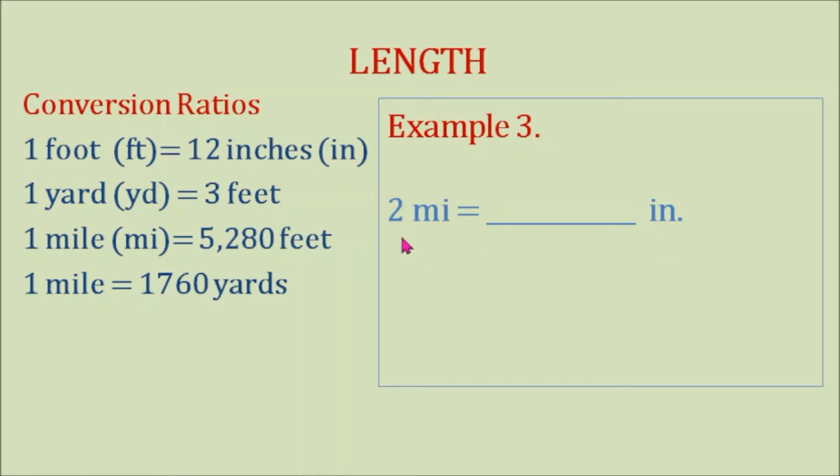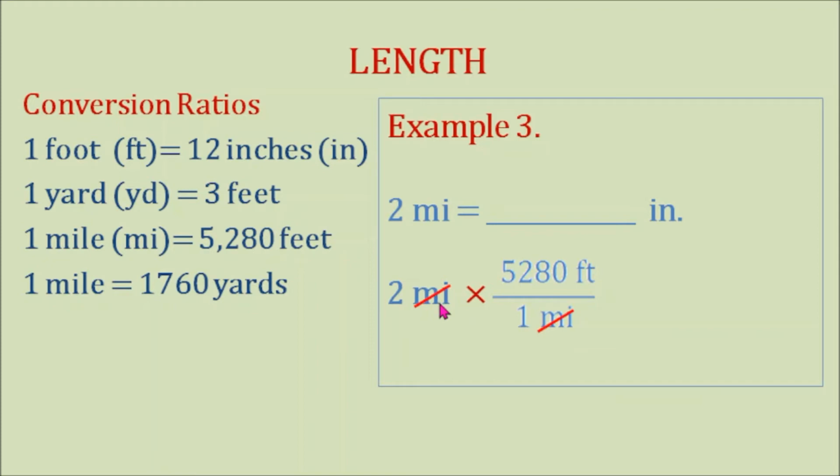First, we are going to copy down the unit that we are going to convert. That's 2 miles. Then multiply it by a conversion ratio. However, from our list, we don't have a conversion ratio relating mile to inches. So the first thing we are going to do here is to convert these miles to feet. We need to cancel out miles, so that means we need a conversion factor that shows mile on the denominator. So it's 5,280 feet over 1 mile.